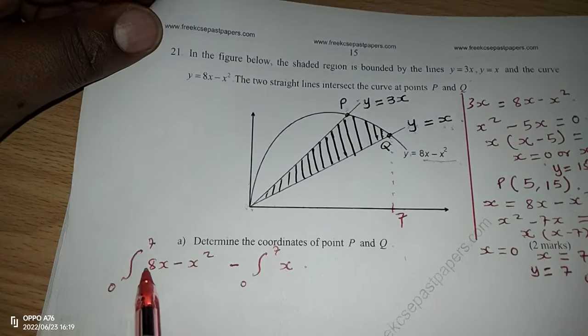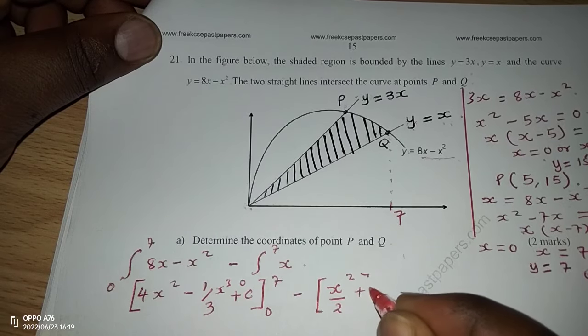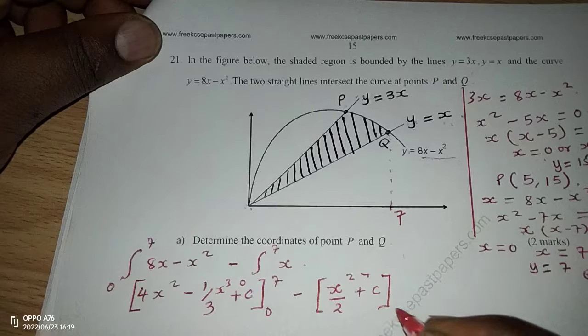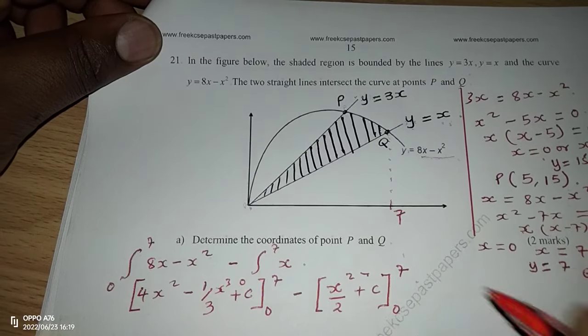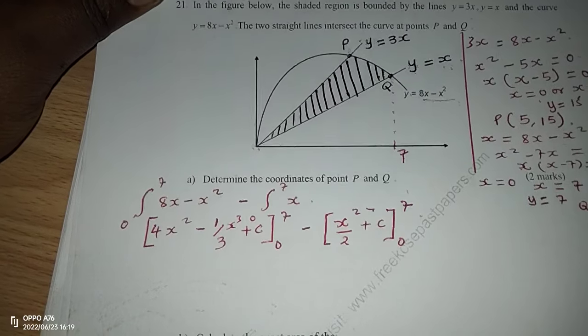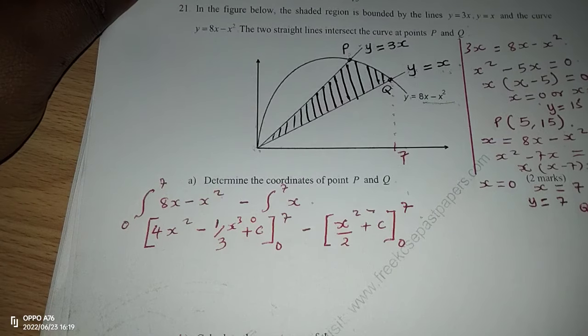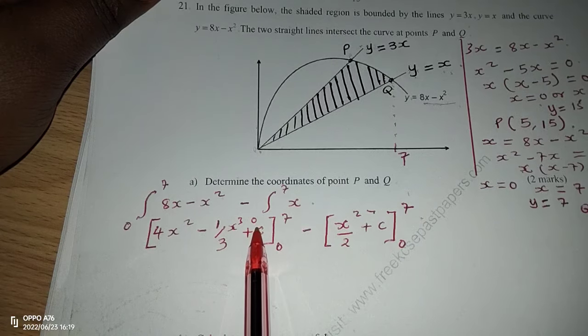Then we subtract the area below the line, which is going to be x squared, and we divide by 2. Then we are adding a constant. This is from 0 to 7. Therefore, now we can fix the values of 7, and we also fix the values of 0. When we fix 0, we're going to get 0, except for the constant.